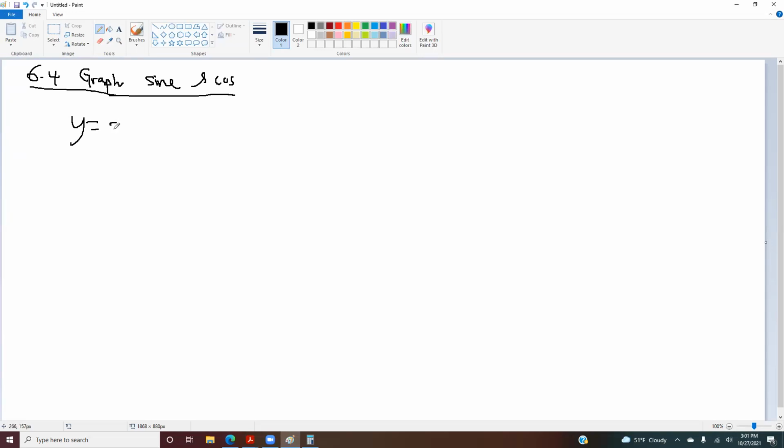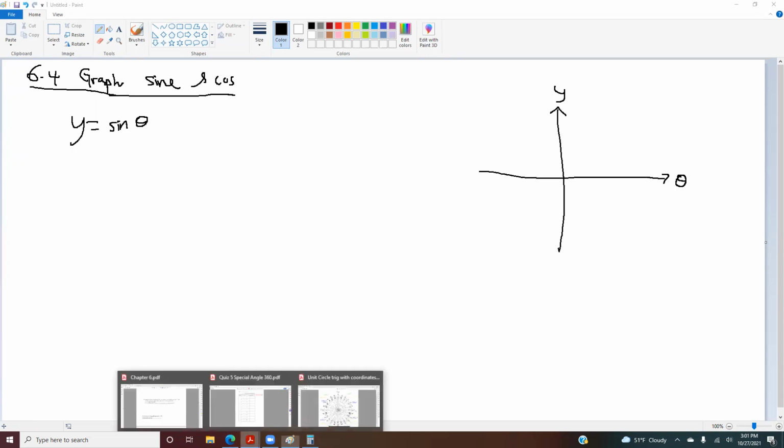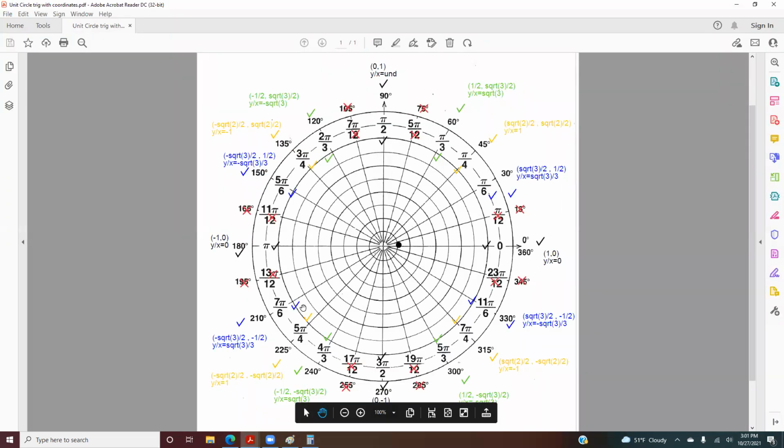So we do y equals sine theta. Okay, so we're going to do the sine graph. In this case, this is your y value. This will be your theta value. So we don't use x. Usually it's sine x, but we use theta to tell you that this theta is an angle. That means if you look at your unit circle here, your theta will be these numbers, and your y value is the answer for the sine value in this case.